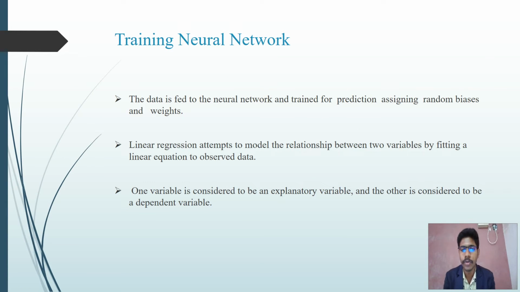Okay, next we want to do the neural network training. We want to feed the data into the machine learning model. How this feeding works is by assigning random weights. We use linear regression, which attempts to model a relationship between two variables by fitting a linear equation to observed data. The linear equation is a straight line. So we use linear regression for training neural networks. One of the variables is considered an explanatory variable and another is a dependent variable. Explanatory variable, dependent variable. This is the difference in training neural networks.